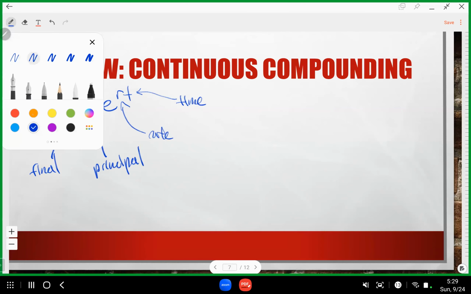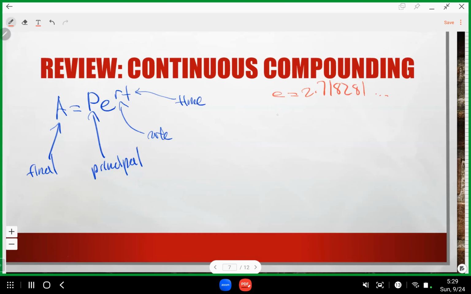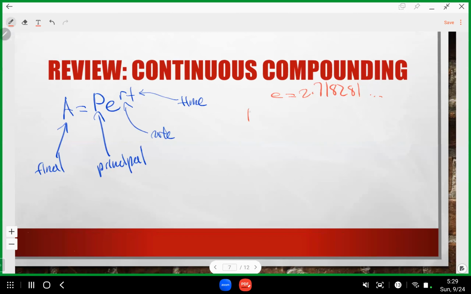So does anybody remember what the natural base is? e is about 2.718281, and basically it's the limit as x goes to positive infinity of 1 plus 1 over x to the x. Okay.